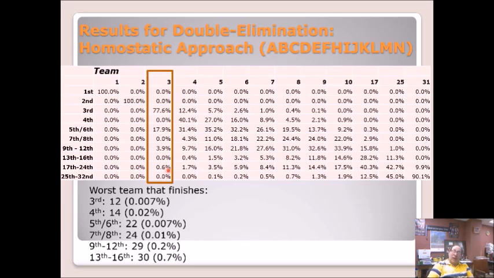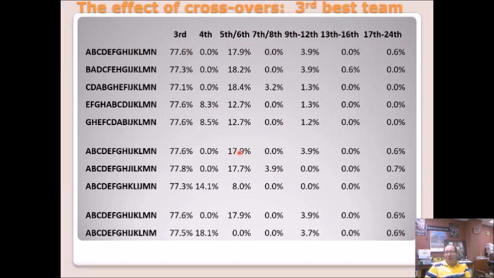But this is the baseline that we have. Now remember, this is a homostatic approach, and a homostatic approach is almost always the worst performing type of bracket. So everything we're going to see is going to be better than this. All right, so how does it get better? That was a homostatic approach. Let's see what happens if we start looking at some crossover.